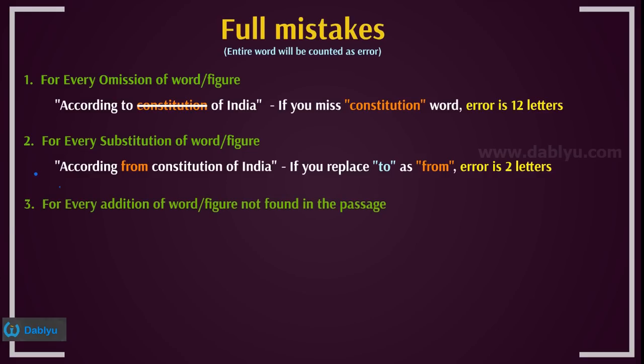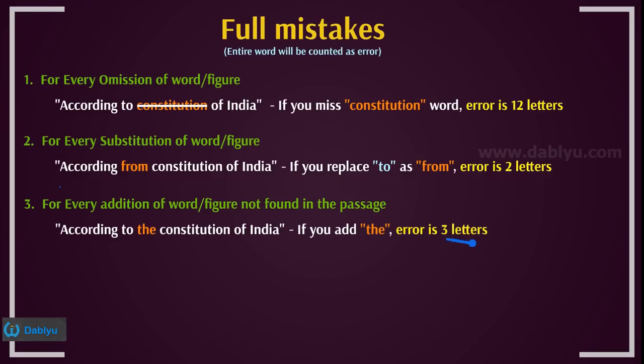Now let's get into the third case. The third case says every addition of a word which is not found in the passage. In case you insert an extra word which is not found in the passage, that will also be counted as a full mistake. Let's take an example. Instead of "according to Constitution of India," if you type "according to the Constitution of India," the word "the" is not there in the passage which was given to you, but you have typed it. So this is also a full mistake according to the third case. Here the error will be simply the number of letters in the word, that is 3 letters. So these are the 3 types of full mistakes which SSC will generally consider.